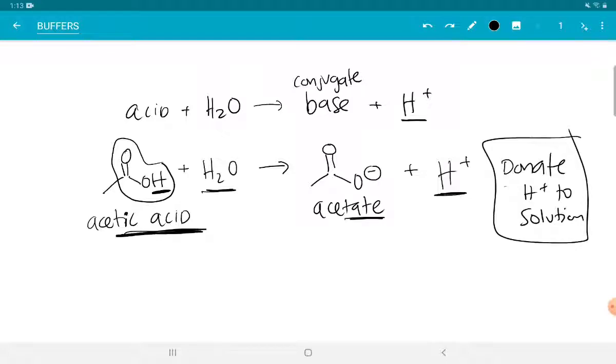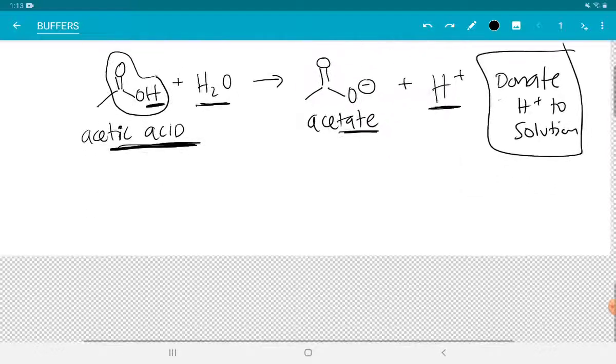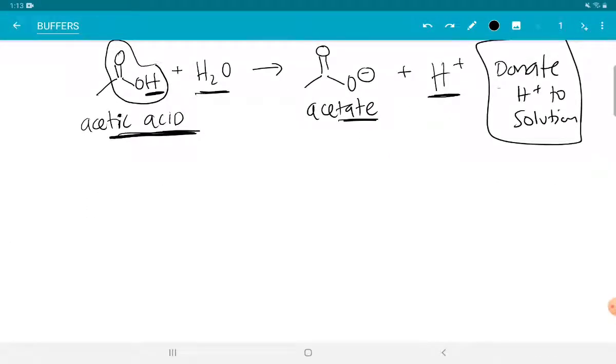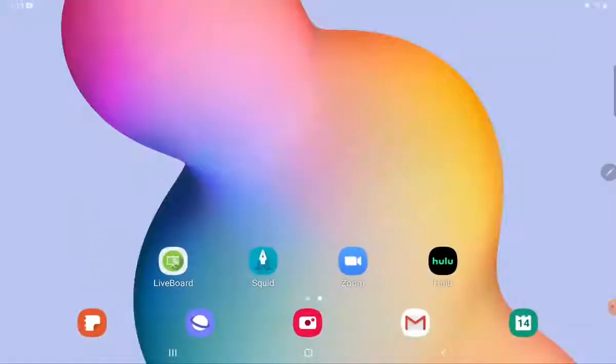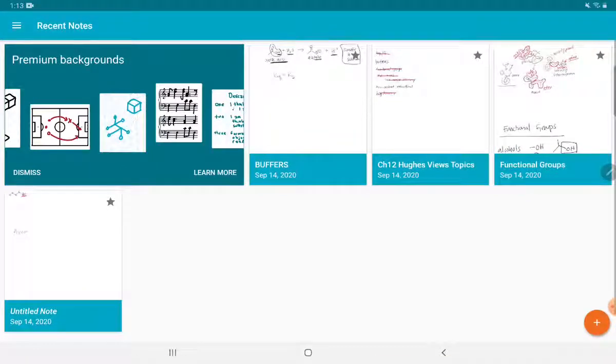The other thing to mention is that you can write a KEQ for these reactions, but typically at equilibrium, it's just a different nomenclature name where it's just Ka, A for acid. So it's the exact same thing. The KEQ is equal to the Ka, but we just use A for acid. And if it was a base, we would be using B for base.